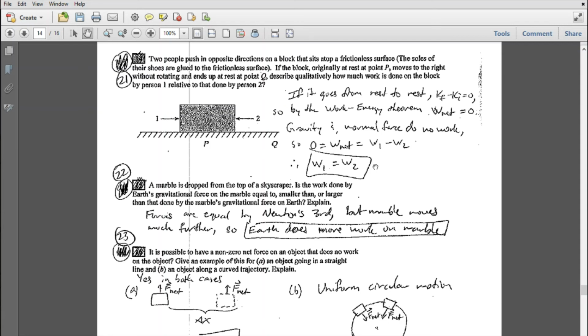Apparently I did a sloppy job of writing up these hastily done solutions here because the works aren't equal, they're equal and opposite, right? 2 does a negative work, 1 does positive work, but their magnitudes are equal.